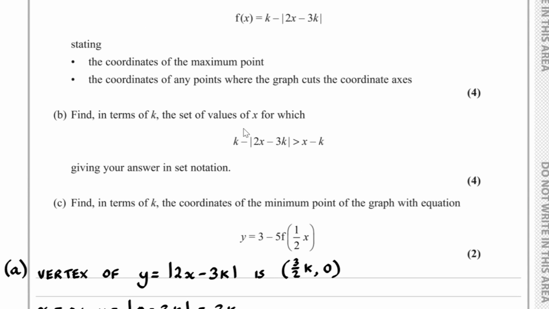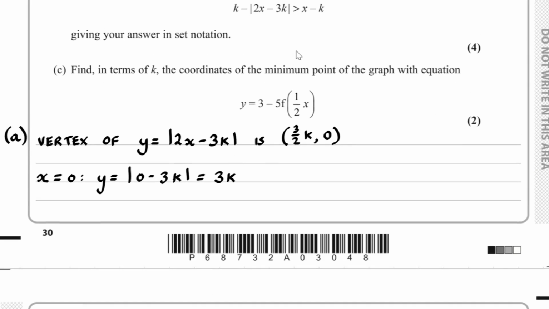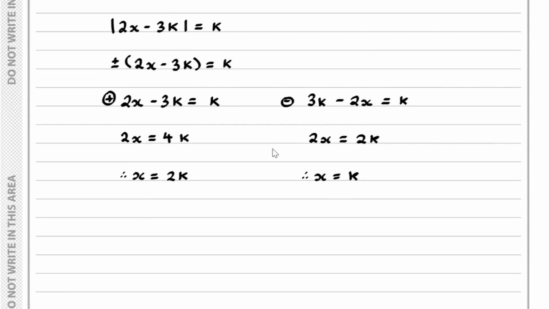Now for part B, we have to find in terms of k the set of values of x for which k minus the mod of 2x minus 3k is greater than x minus k, giving your answer in set notation. What we need to do here is find out the critical values. We can do that by replacing the inequality sign with an equal sign.